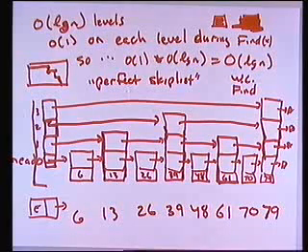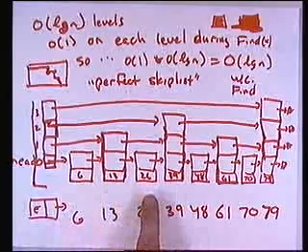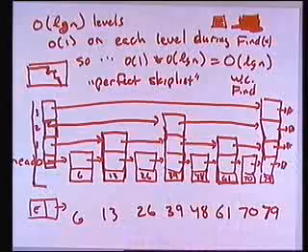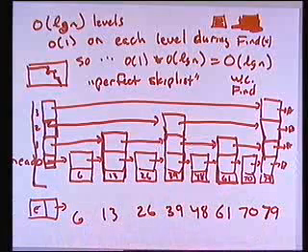But the strength of this is I didn't ever need to read, if I'm looking for 70, 6, 13, or 26, or 48 for that matter. I jumped to 39, then to 61, and then to 70. That's a perfect skip list.